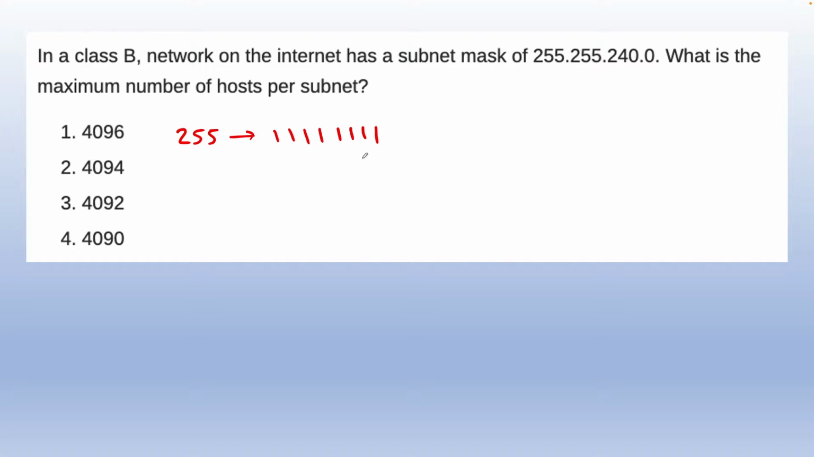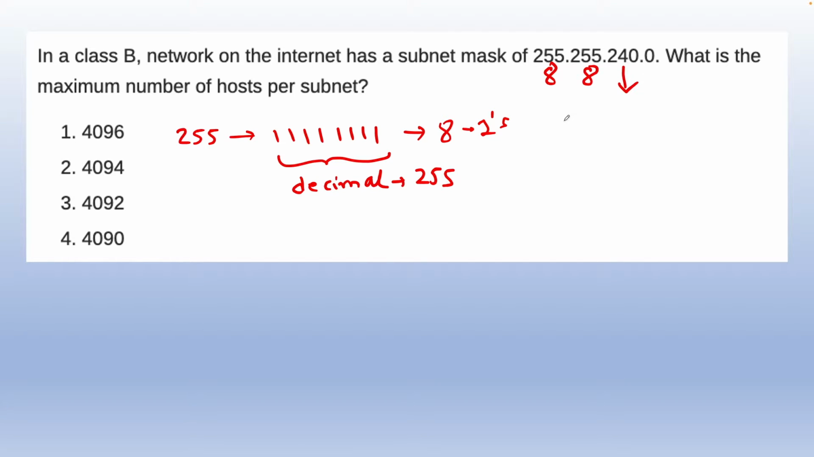If you convert this binary number into decimal, then you will get 255. So these are your 8 ones. Similarly, here we have 8 ones, here we have 8 ones, and for 240 we have to do the conversion into binary. 240 can be converted using the 8 bits in this octet.